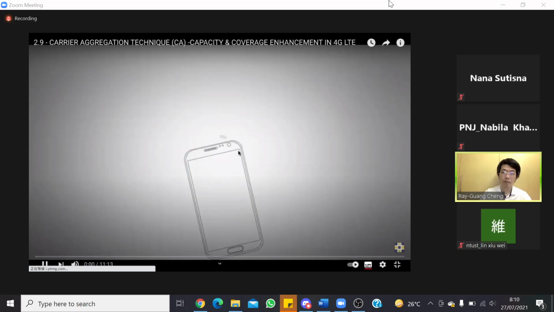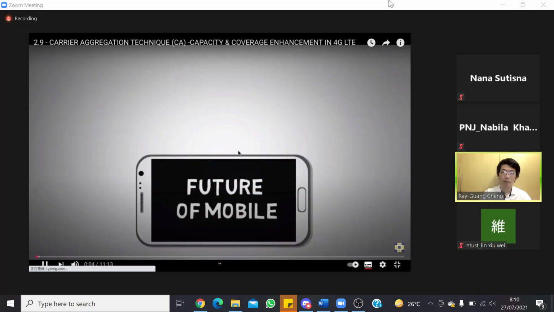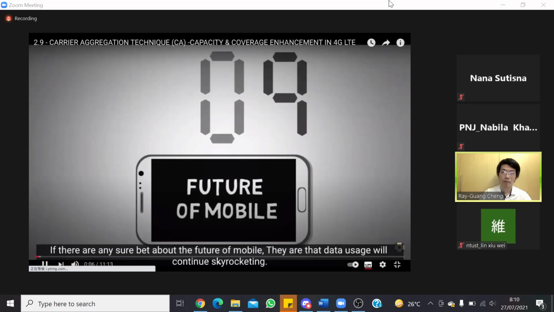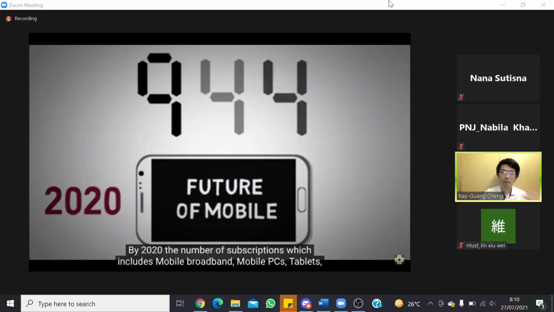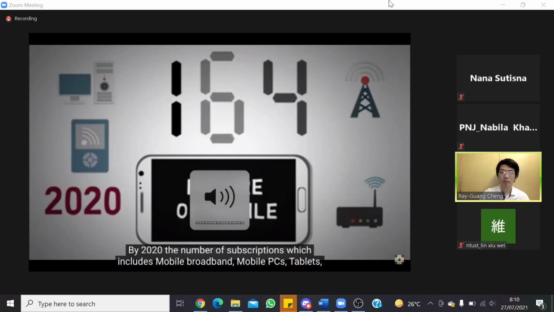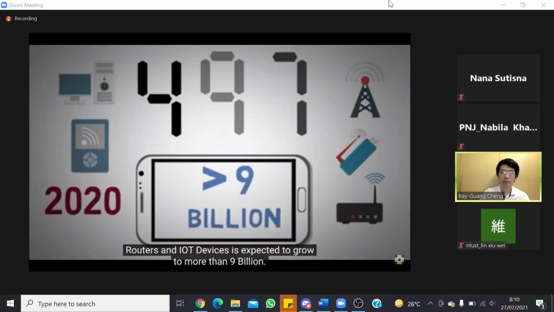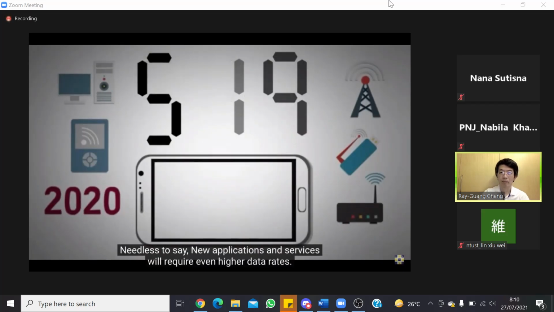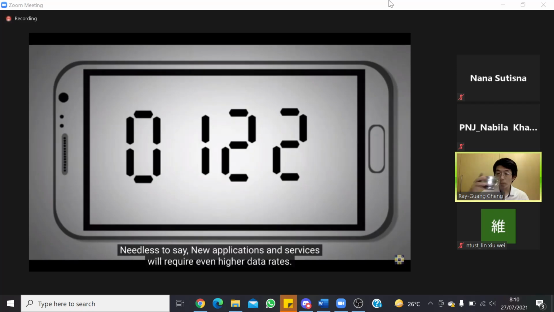If there is any sure bet about the future of mobile, it is that data usage will continue skyrocketing. By 2020, the number of subscriptions, which includes mobile broadband, mobile PCs, tablets, routers, and IoT devices, is expected to grow to more than 9 billion. Needless to say, new applications and services will require even higher data rates.